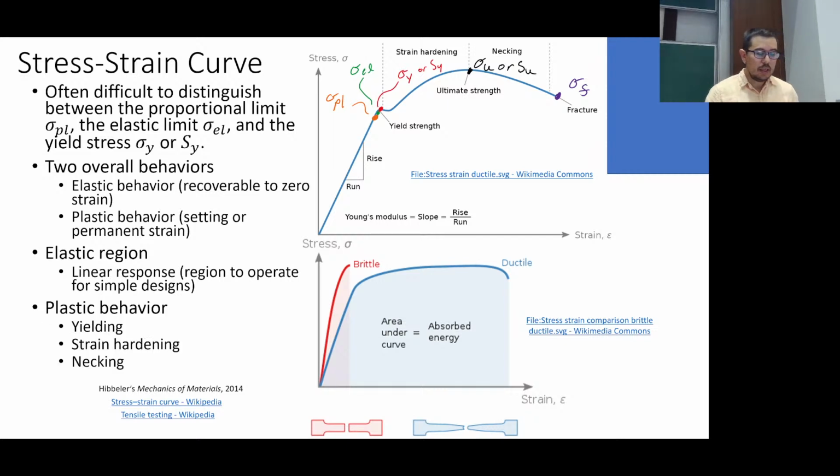This elastic region has a slope, and we're going to introduce this parameter called the Young's modulus. This Young's modulus slope is rise over run. You're like, oh yeah, I understand that. That's simple.